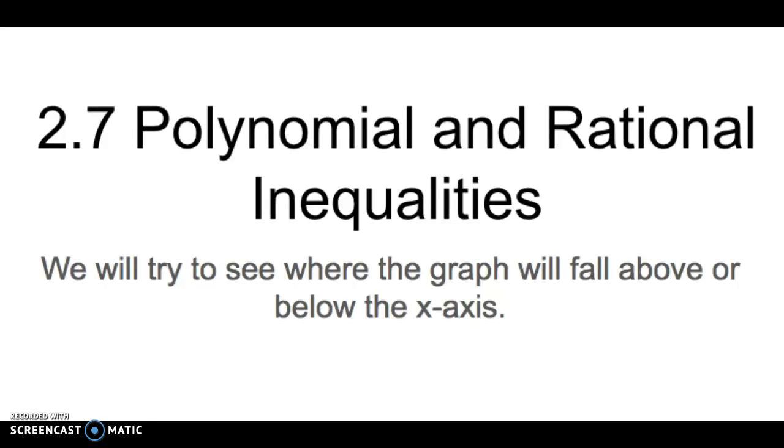Hi everyone, today we're going to do our notes on 2.7, polynomial and rational inequalities. What we're really doing with the inequality is it's going to help us see what part of the graph falls below the x-axis or what part falls above the x-axis. So you'll start seeing some words like boundaries.